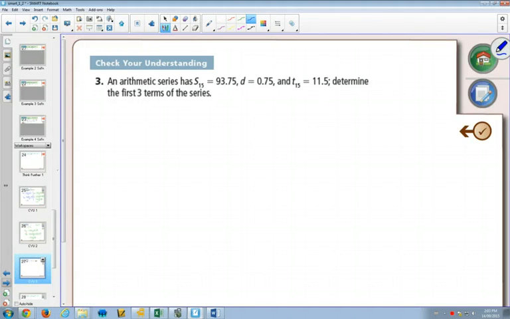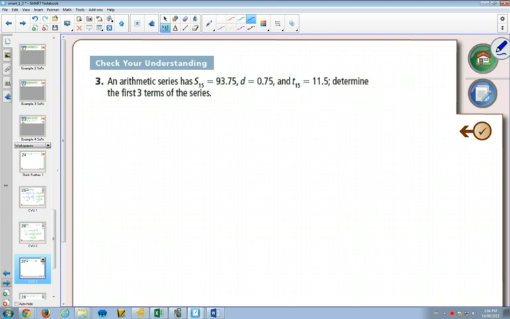We've got an arithmetic series. We know the sum of the first 15 terms. So that's already telling me maybe I'm going to need to use one of my two sum formulas, because I know something about a sum. I also know the d value, and I know term 15. I'm supposed to see if I can find the first three terms of the sequence.